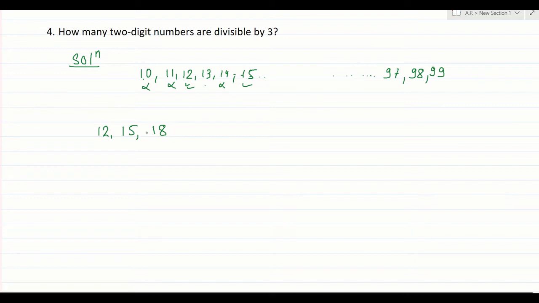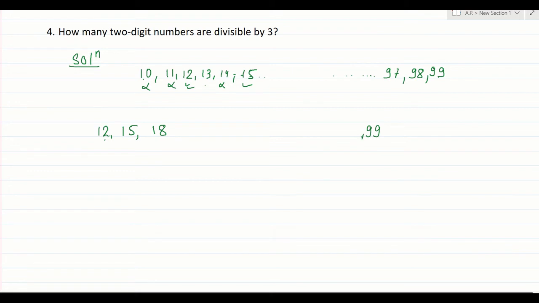So how to get these numbers? The easiest way is, first of all, get the first number, that is 12. Then keep on adding 3. 12 plus 3 is 15, 15 plus 3 is 18, and so on. At last, the number is 99. Is 99 divisible by 3? Of course, 99 is divisible by 3. So we should take 99 as well.